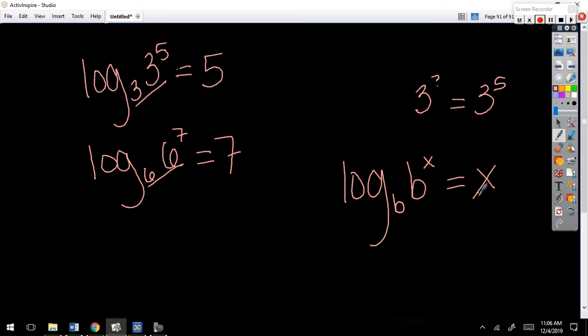What if the bases are different? Then it wouldn't work this way. But sometimes you can manipulate it to work this way, like, for instance, the ones y'all just did.